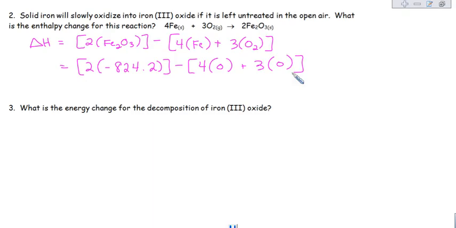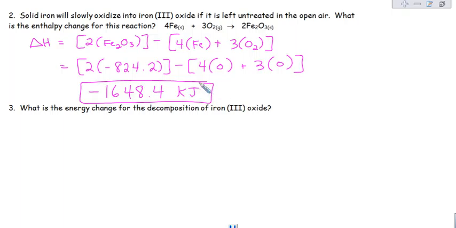Ha! This is great. So I'm going to plug this in. And really, it's just 2 times the negative 824.2 minus 0. Negative 1648.4. And then these are in units of kilojoules. Exothermic. Cool.